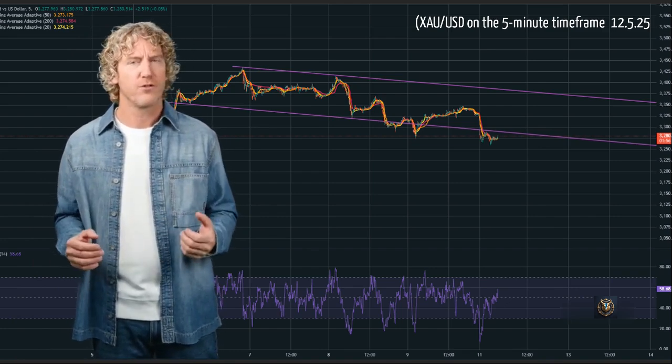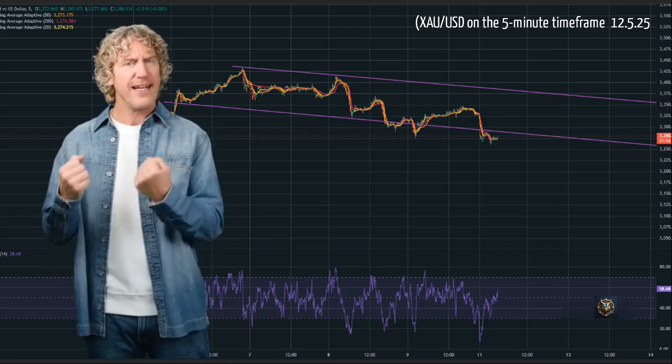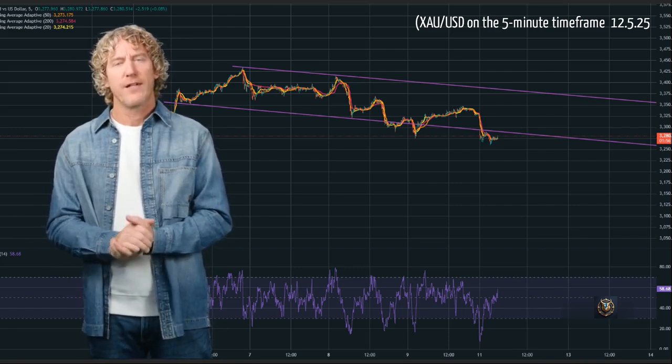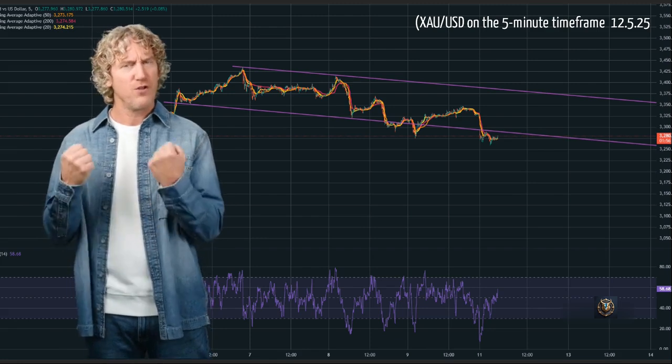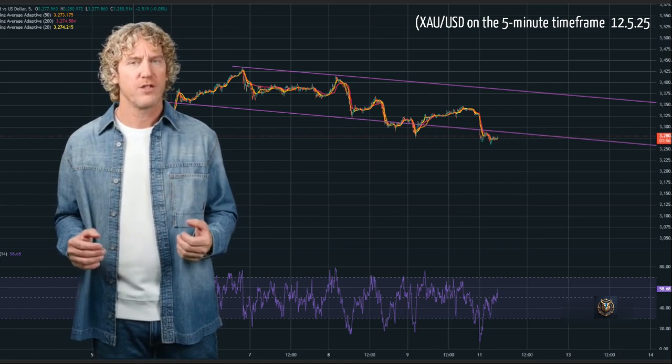RSI, Relative Strength Index 14, current RSI 58.68. RSI is recovering from oversold territory, below 30 on May 10-11, and is now in the neutral to bullish range. This suggests a short-term bullish momentum, but still within a bearish structure.